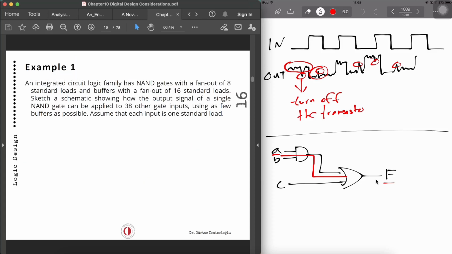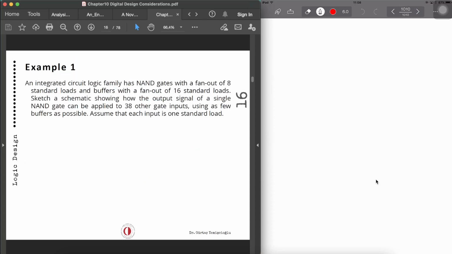So let's do the first example related to these design metrics. An integrated circuit logic family has NAND gates with a fan out of 8 standard loads. So a NAND gate can drive 8 loads. That's what it's saying. Okay, and buffers with a fan out of 16 standard loads. So a buffer can drive 16 loads.